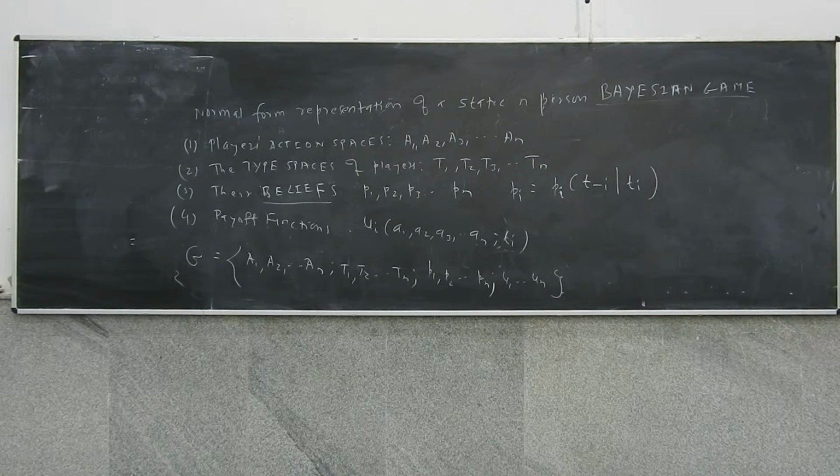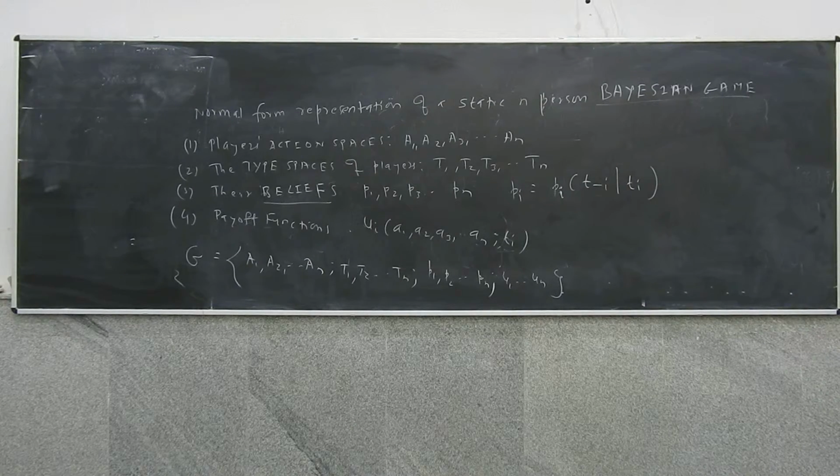What are the type spaces of players? Hardworking or lazy is the type space. What are the beliefs? You know your own type. For example, you know that you are hardworking. Then the probability with which you think that the other person is a hardworking person or a lazy person, conditional on your knowing your own type, is the belief. What are the payoff functions?